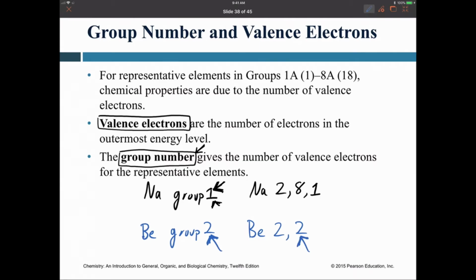So here we go again. Group 1, group 2, just read the group number. All group 1 elements have 1 valence electron. All group 2 elements have 2. For groups 13 through 18, you simply ignore the 1 and use the second number. So group 13 has 3 valence electrons, group 14 has 4, group 15 has 5, and so on until you get to 18. This trick does not work for the transition metals, so don't try to apply it in groups 3 through 12. This only works for groups 1 and 2, and 13 through 18.